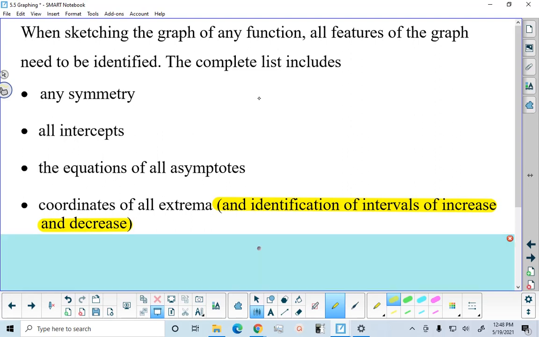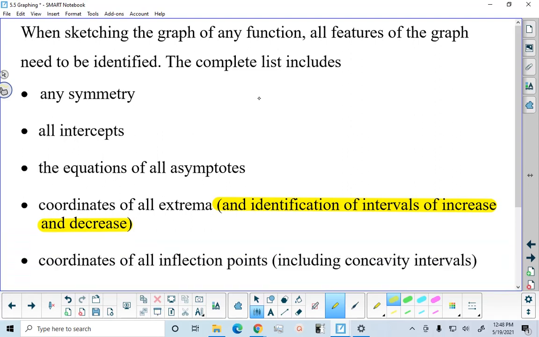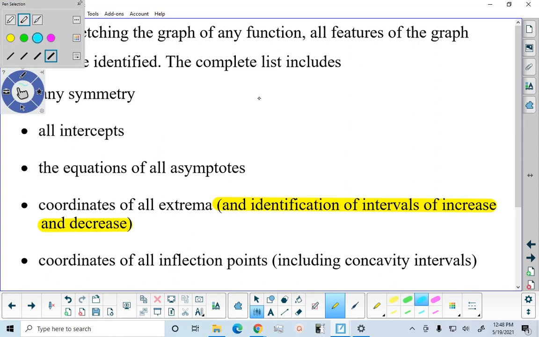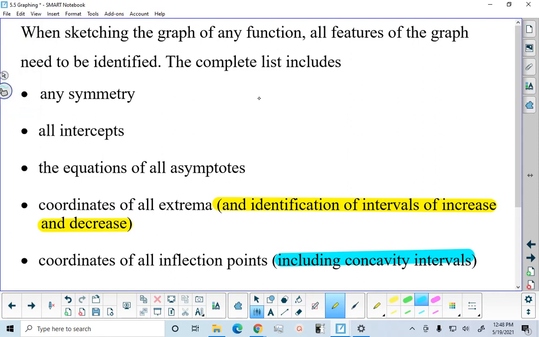And finally, of course, you need to determine intervals of concavity. And it's the same kind of argument. Whatever you do to the first derivative to find extreme points, you do to the second derivative to find inflection points. With the first derivative chart along the way, you happen to identify intervals of increase and decrease. And with the second derivative along the way, you happen to identify intervals of positive concavity and intervals of negative concavity. And that's everything in a nutshell. You have to be able to do all of that.